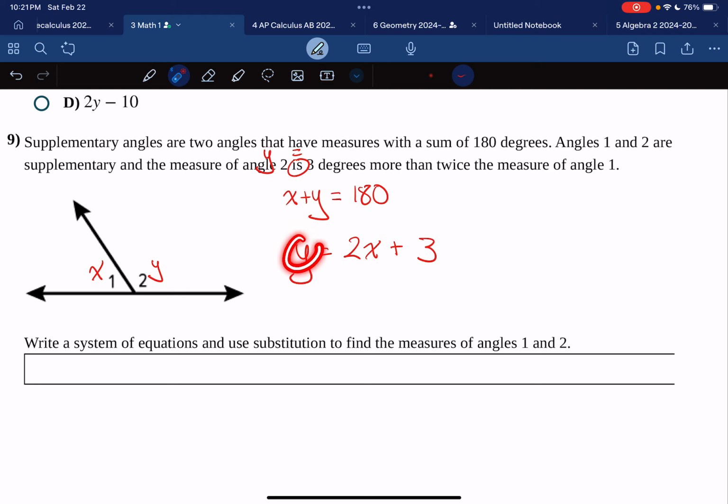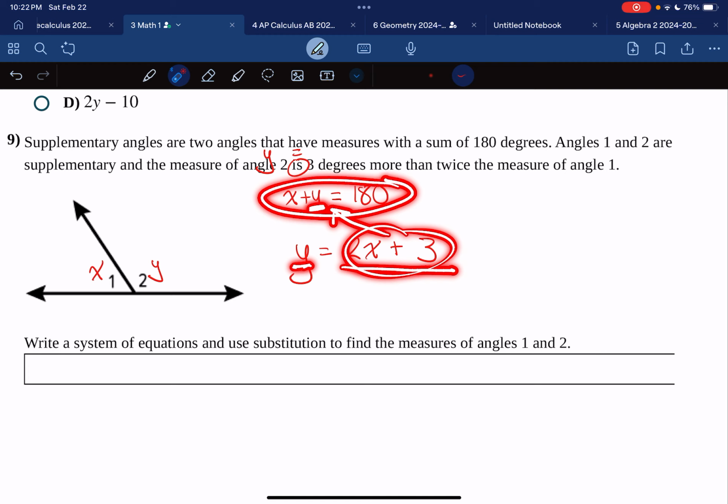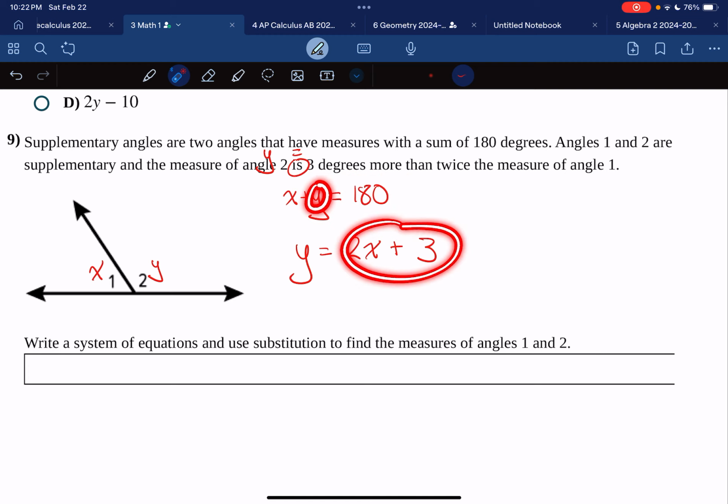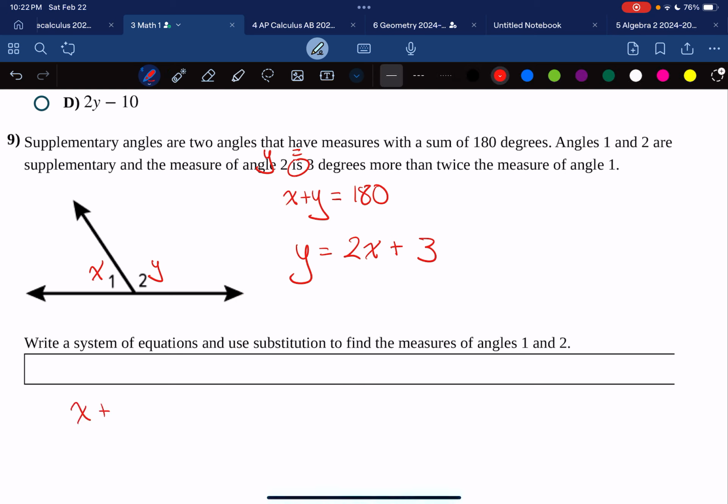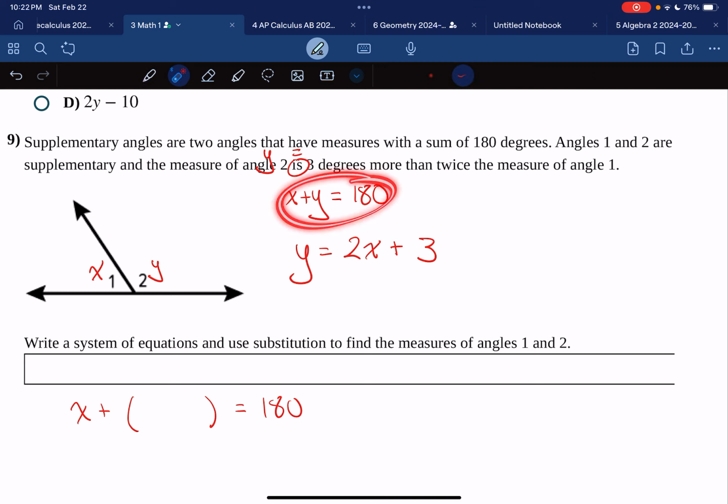I'm seeing that one of my variables has been solved for, which means it's probably easiest to use substitution. If this y is 2x plus 3, then this y up here is also 2x plus 3. So I'm going to rewrite this first equation, but in this spot of y, I'm going to rewrite 2x plus 3. So here I go. x plus y is equal to 180. Notice I've rewritten this first equation, but in the spot where this y is, I have an empty container where I'm going to plug in this 2x plus 3, and this is going to be 2x plus 3.